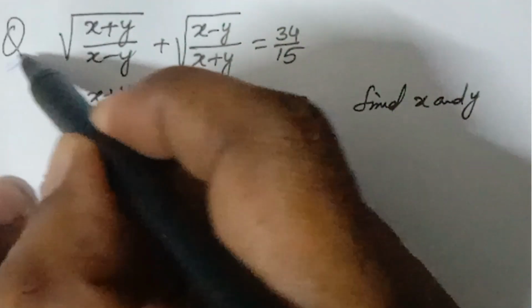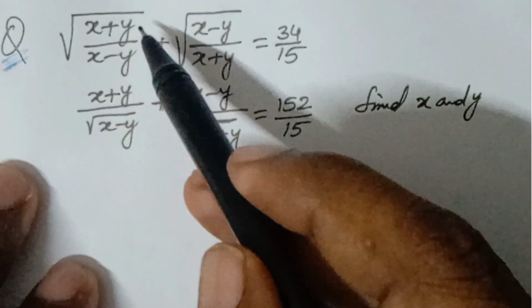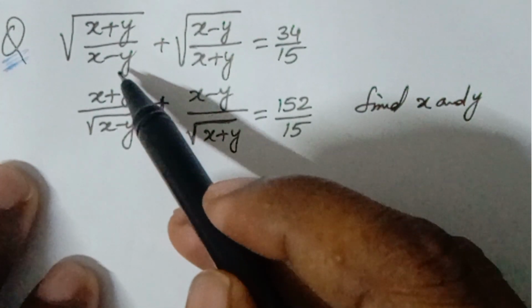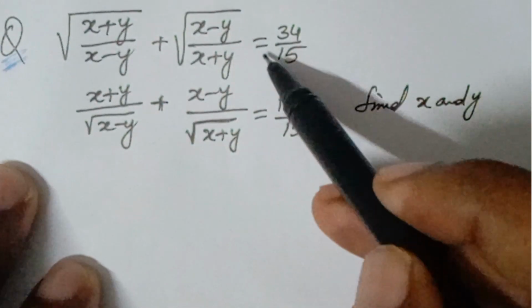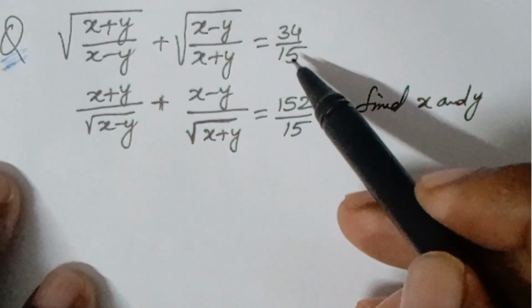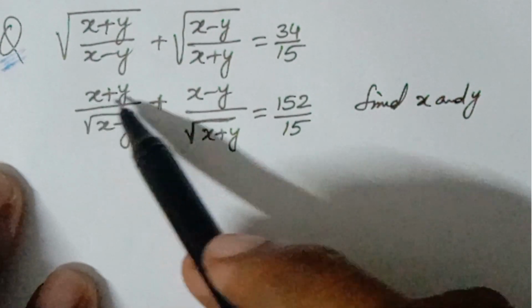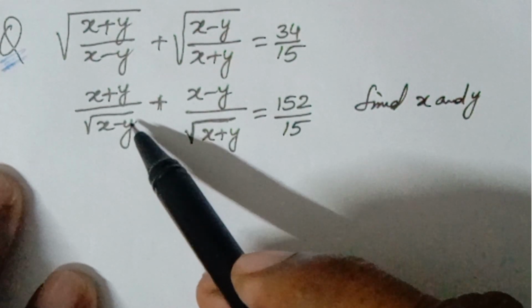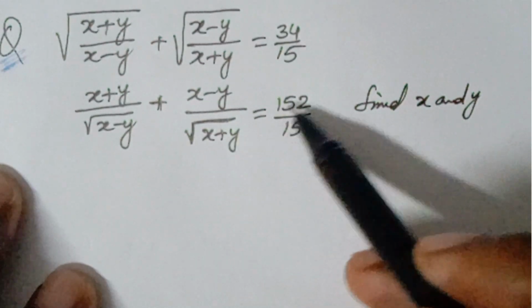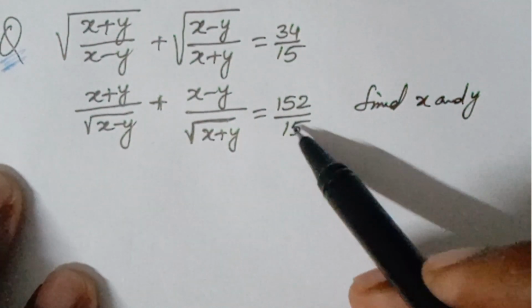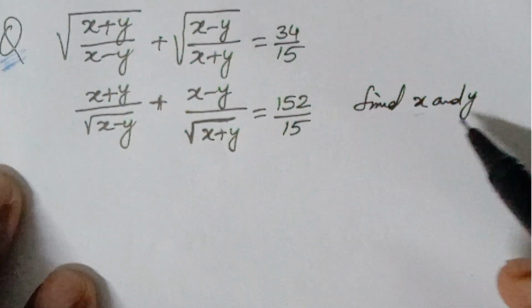The question is given now. Square root of (x+y)/(x-y) plus square root of (x-y)/(x+y) is equal to 34/15. And (x+y)/square root of (x-y) plus (x-y)/square root of (x+y) is equal to 152/15. Find x and y values.